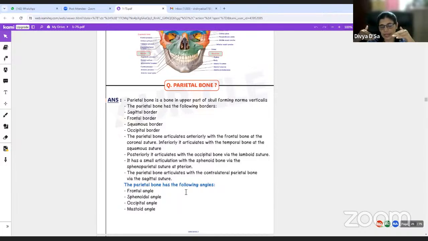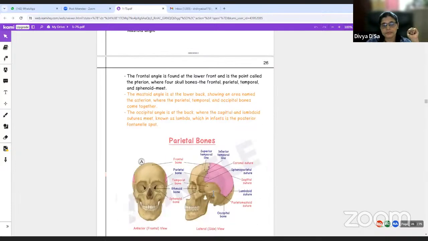So since it is a flat bone with 4 ends, it will have a frontal angle, a sphenoidal angle below, an occipital angle, and a mastoid angle. This is the parietal bone. This is what we mean by the angles. The frontal angle is at the lowest front and is a point called the pterion. The mastoid angle is here. This is called the asterion. And the occipital angle is at the back, called the lambda.